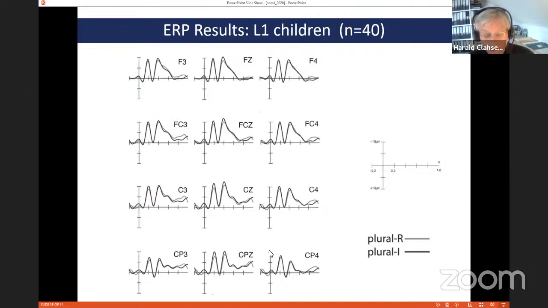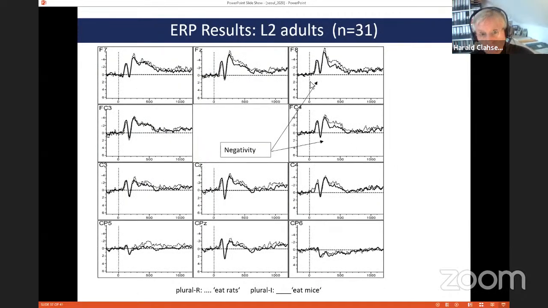And this is the children, the two child groups. We also see an enhanced negativity, but much later. It's also kind of frontal, bilateral, and it's later, between 800 and 900 milliseconds, than in the adult group. But it's also significant. And for the L2s, we again see this frontal negativity between 300 and 450 milliseconds. Again, as for the L1 groups, the control conditions in which the non-heads were presented as bare nouns, so eat rat versus eat mouse, did not produce any reliable difference.